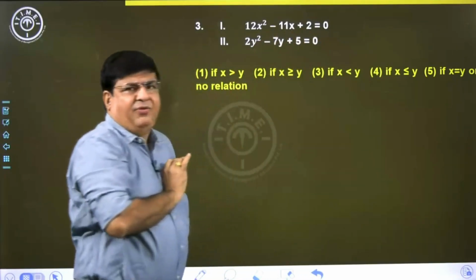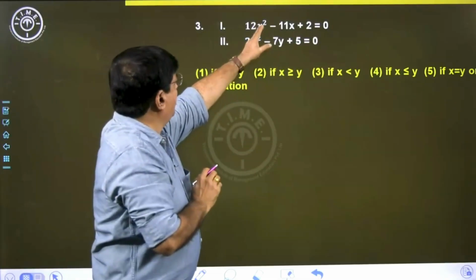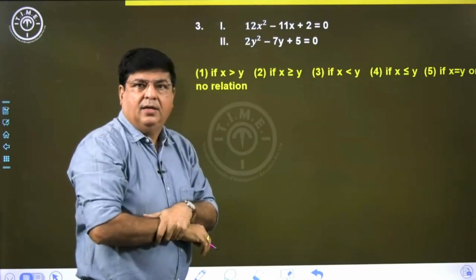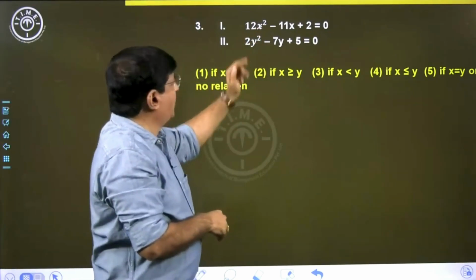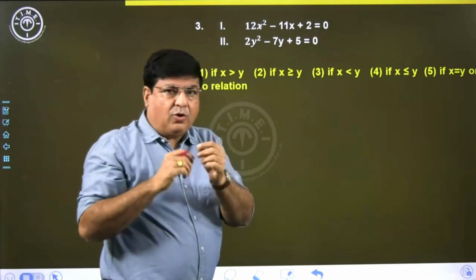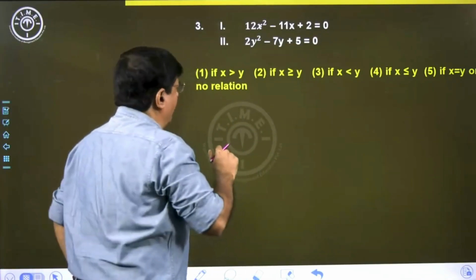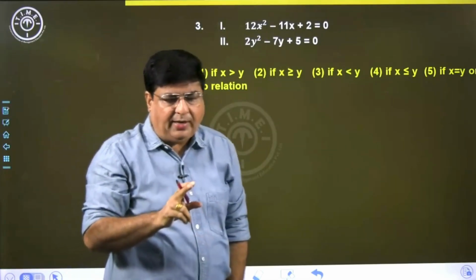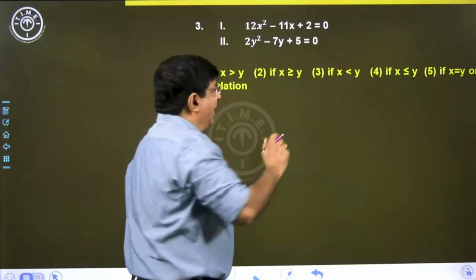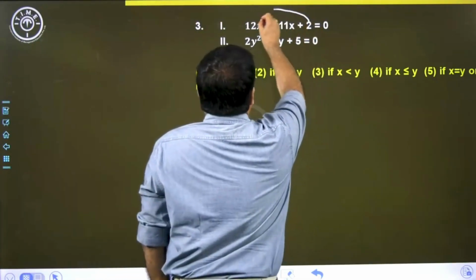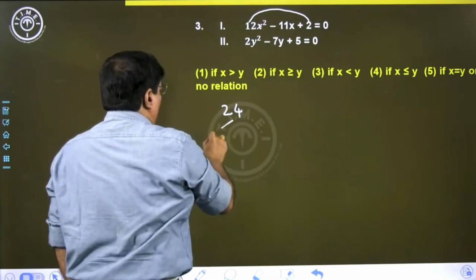This is slightly different from the first question that we have done. Here the coefficient of x square and y square are not 1. So when the coefficient of x square and y square are not 1, we have to do one step extra that I will explain when I solve this problem. Let's see the product. What is the product you get? 12x square minus 11x plus 2 equal to 0. 2 multiply by 12, you will get 24. Don't bother about the sign right now.